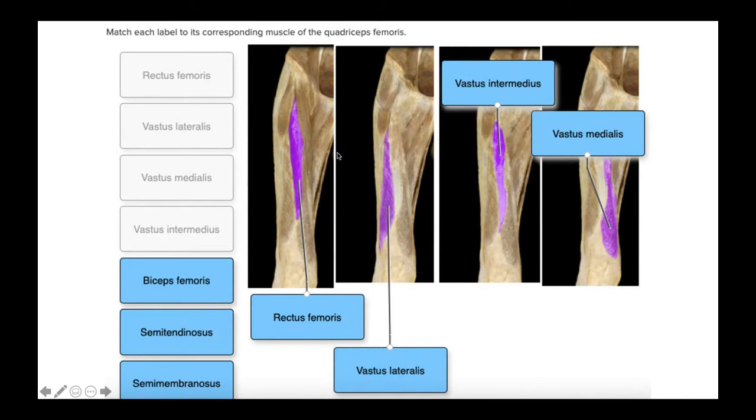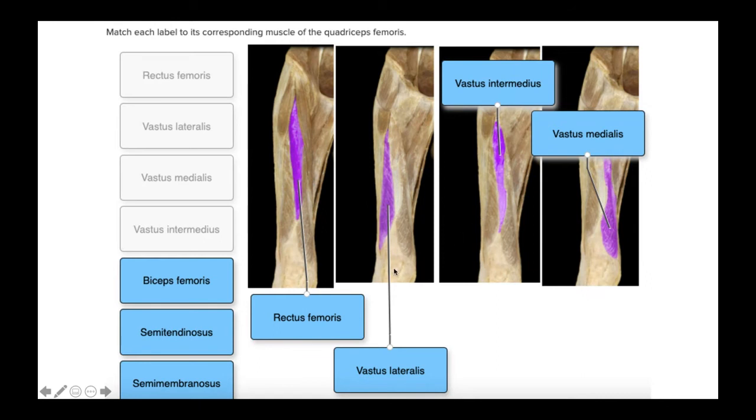Now we're looking at the quadriceps muscles, and we need to name them. So if we look at the one that originates on the AIIS, that's the rectus femoris. Remember, this muscle here is the sartorius, longest muscle in the body. This is the TFL, tensor fasciae latae, which inserts on the iliotibial tract. So this is the rectus femoris. Lateral to it is the vastus lateralis. Medial to it is the vastus medialis. And in between the medialis and lateralis is the vastus intermedius.